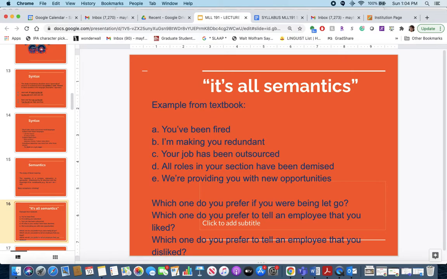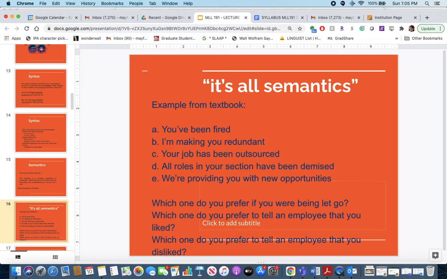Depending on your connection with someone, and also depending on your audience, depending on your own individual style, depending on what they did, right? If they did something just awful, you would say you've been fired, you're fired, right? You could also say things like, I'm making you redundant, your job has been redundant, your job has been outsourced, all roles in your section have been demised. Or you could say, we're providing you with new opportunities, right? Which may or may not actually mean that you've been fired. So if someone said to me, "We're providing you with new opportunities," I would say, "Am I fired?" I would say, "Cool." I wouldn't exactly know that I've been let go.